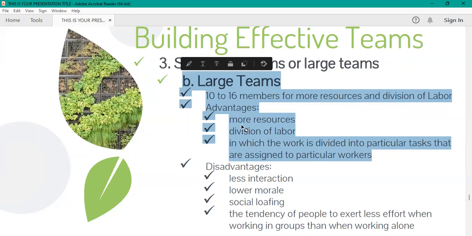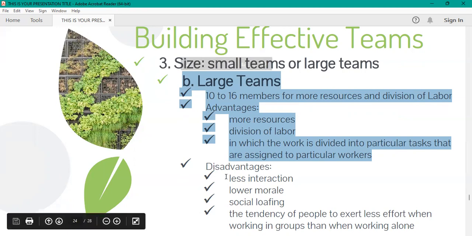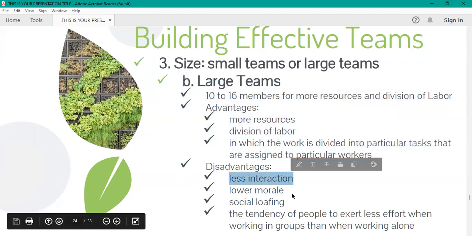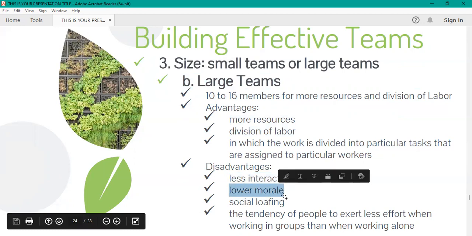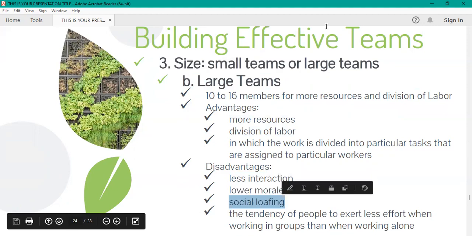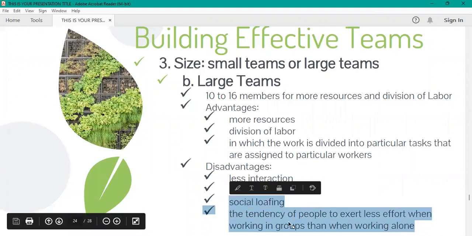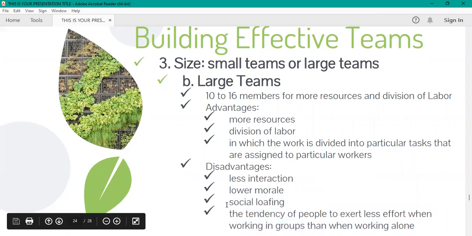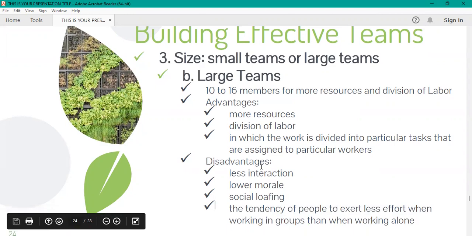Its disadvantage is less interaction, and there is social loafing. Social loafing is the tendency of people to exert less effort when working in a group than when working alone. This could be the advantage and its disadvantage.